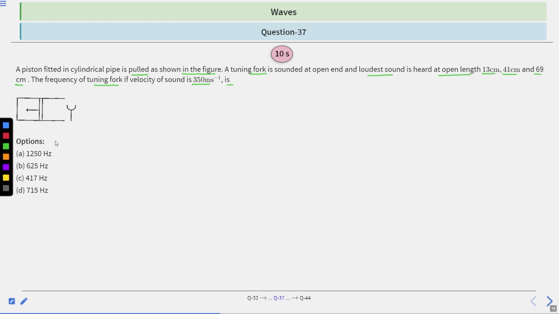Given options: option A is 1250 Hz, option B 625 Hz, option C 417 Hz, and option D 715 Hz. So which option is correct? Option A, B, C, or D? You have 10 seconds to solve this question. After 10 seconds, we will provide the solution.